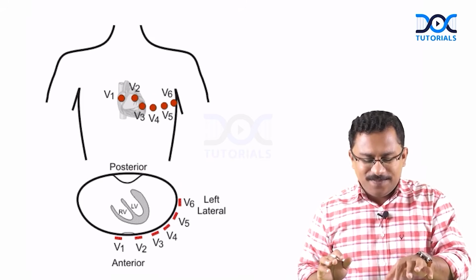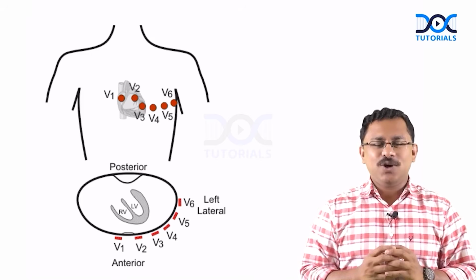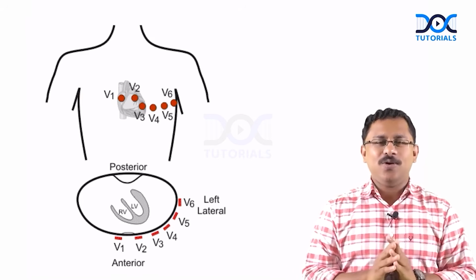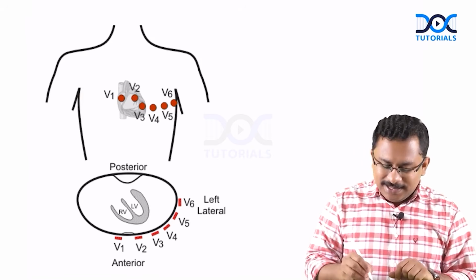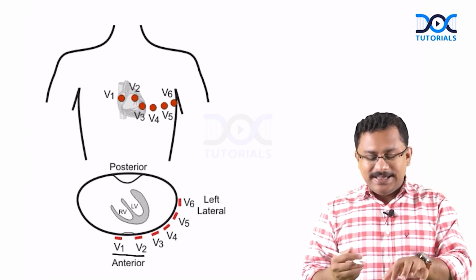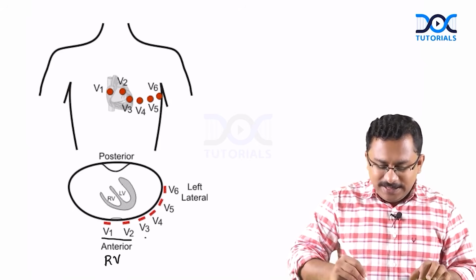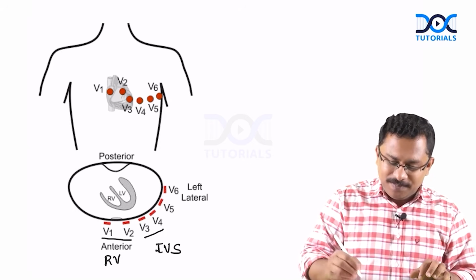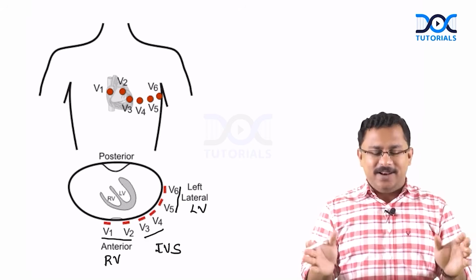Now let me first show you the genesis of the QRS complex. Okay, first of all, it will be useful to know the orientation of the precordial leads. So you can see that the leads V1 and V2 are predominantly facing the RV. The V3 and V4 are predominantly facing the interventricular septum, whereas V5 and V6 are predominantly facing the LV.